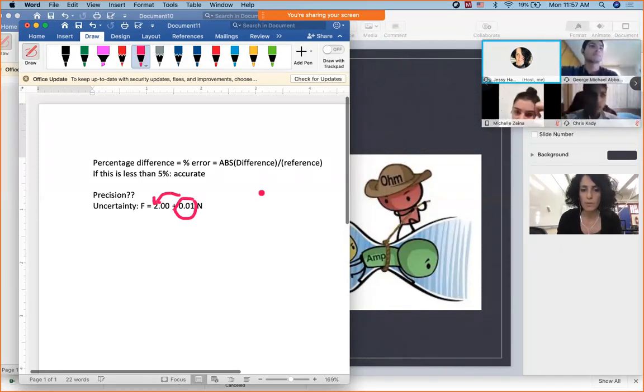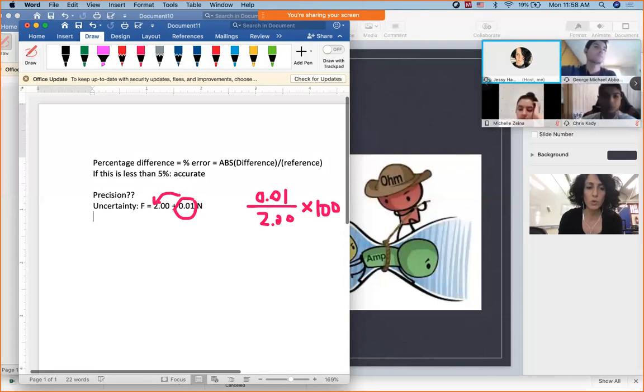So I'm supposed to take 0.01 and divide it by 2.00, to be able to compare them, like find the ratio. Multiply by 100 to make it a percentage. So what we usually do is the following. We take the error, or some people call it uncertainty, divide by the measurement, and eventually multiply by 100.